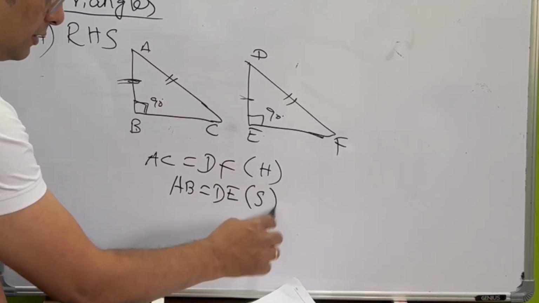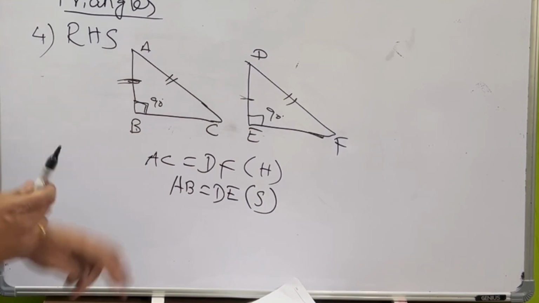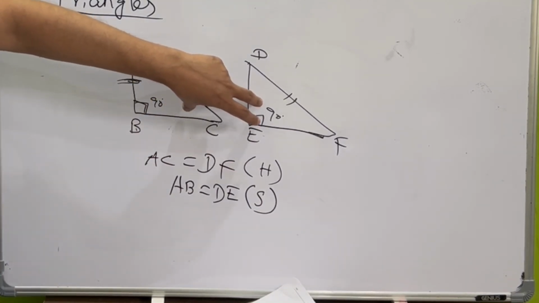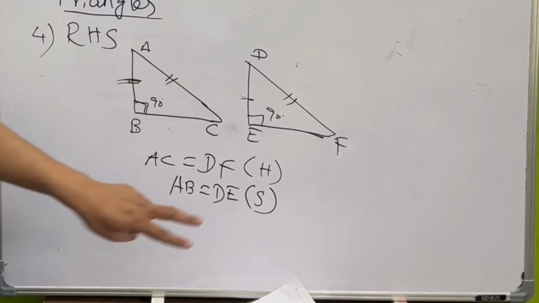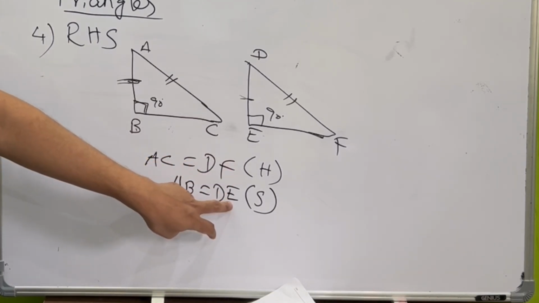So this is a side, and we have a 90 degree angle. This is a right angle triangle. So both are congruent because it's satisfying two conditions: the hypotenuse is equal, as well as one of the sides is equal.